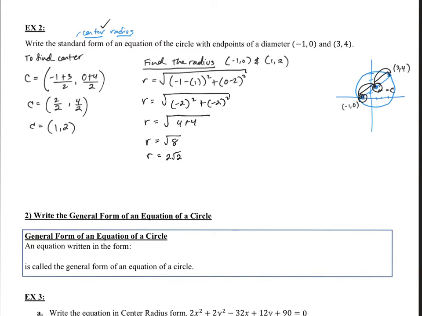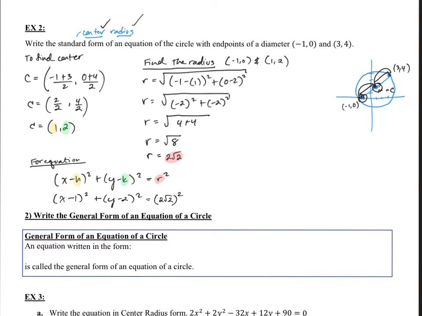Okay, we have now found the center and the radius. Awesome. For the equation, we will use (x minus h) squared plus (y minus k) squared equals r squared. And let's plug in those values, my h, my k, and my r. So plugging that in, we have (x minus 1) squared plus (y minus 2) squared equals (2 root 2) squared.